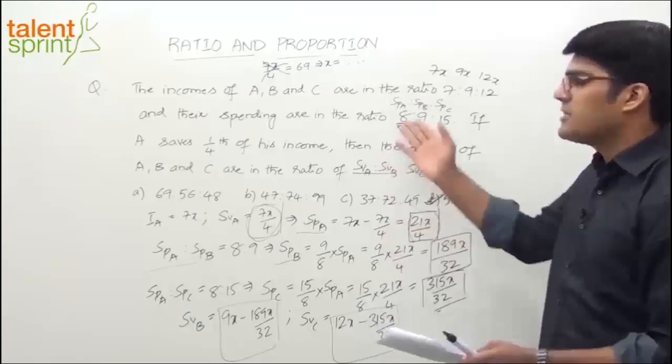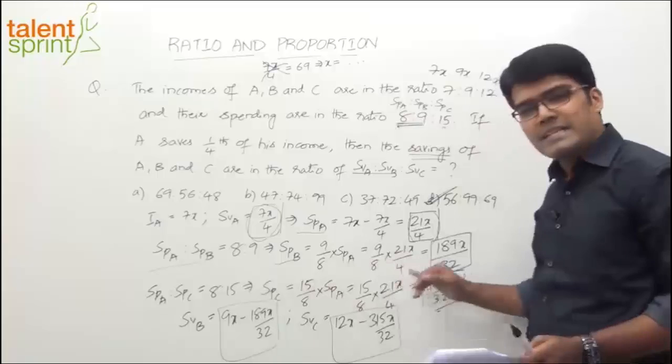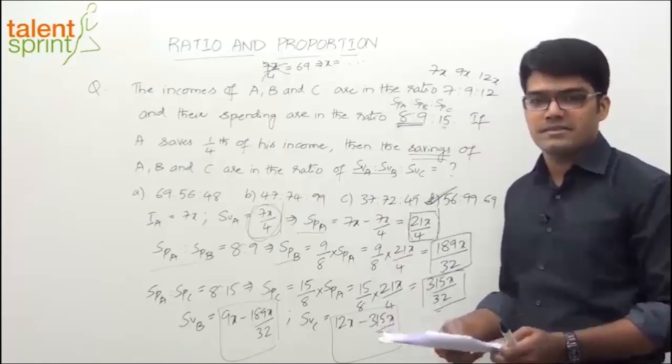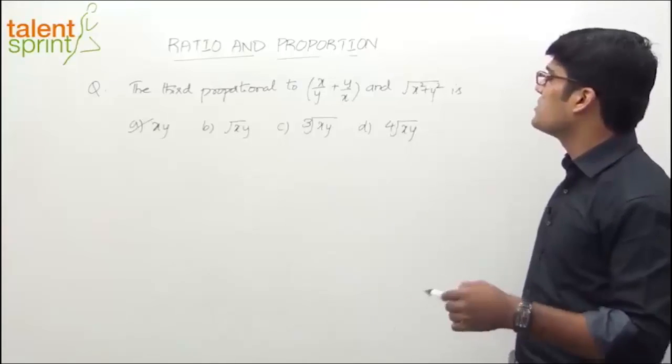I think, okay, spending ratio is anyway given, but savings ratio is required. So you calculate the spendings first, subtract that from their incomes to get the savings, and then take the ratio of the savings.